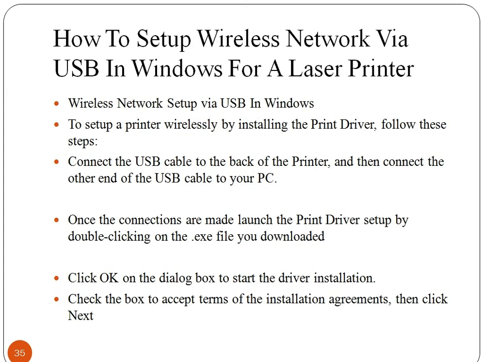Wireless network setup is done by following some simple steps via USB in Windows. Let's have a look at how to set up a wireless network via USB in Windows for a laser printer. Firstly, connect the USB cable to the back of the printer and then connect the other end of the USB cable to your PC. Once the connections are made, launch the print driver setup by double-clicking on the exe file you downloaded.